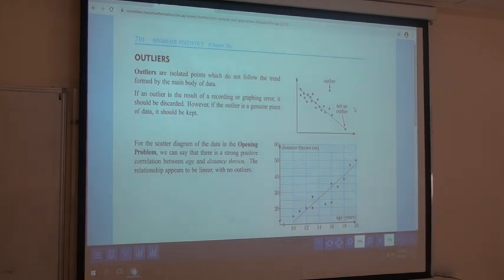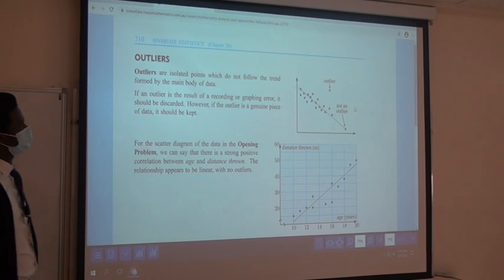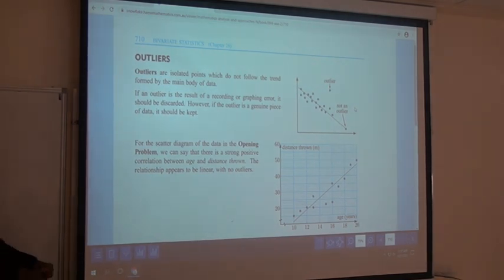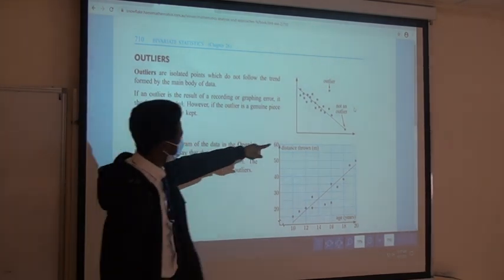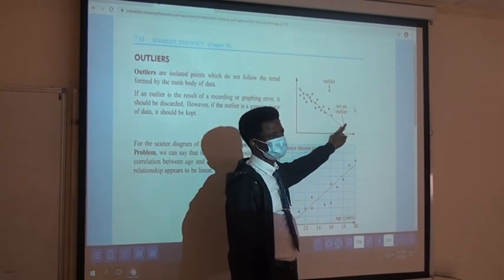So an outlier is that particular data point. It's the isolated point which does not follow the trend formed by the main body of the data, as you can see here. Everyone is here. What is he doing here? Oh, I don't want to talk to people. Oh, yeah, that's an outlier.